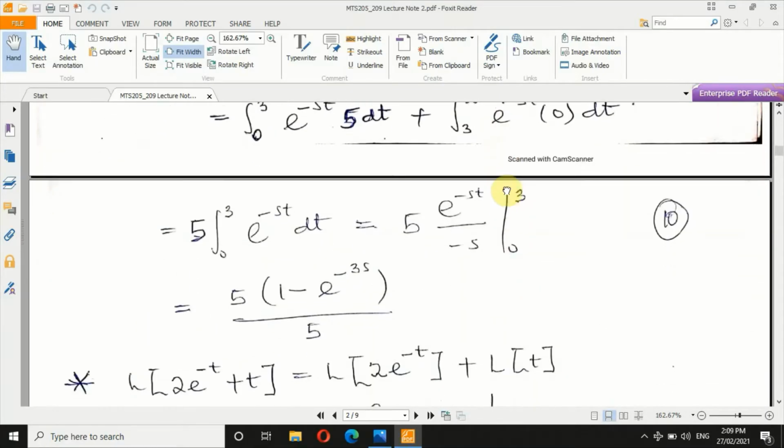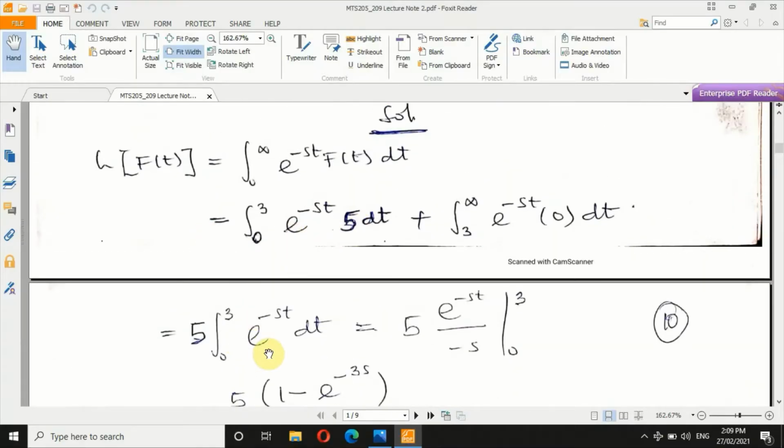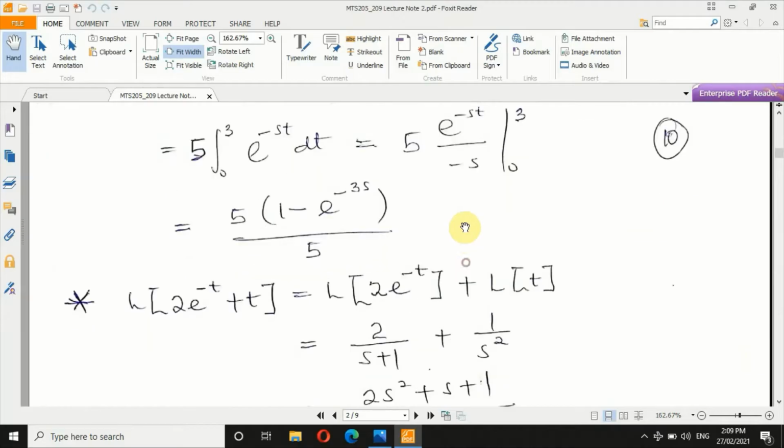So what's the next thing now? By the time you know this one, the 5 will come outside. So by the time you integrate exponential minus st, and this one is 0, by the time you integrate, this one will vanish. So we have this expression on the board. So we have 1 minus, do you know why we come up with 1? By the time you put 3 here, you put 3 first. And don't forget that we have minus there before. So by the time you put 3 here, what you have is exponential minus 3s.